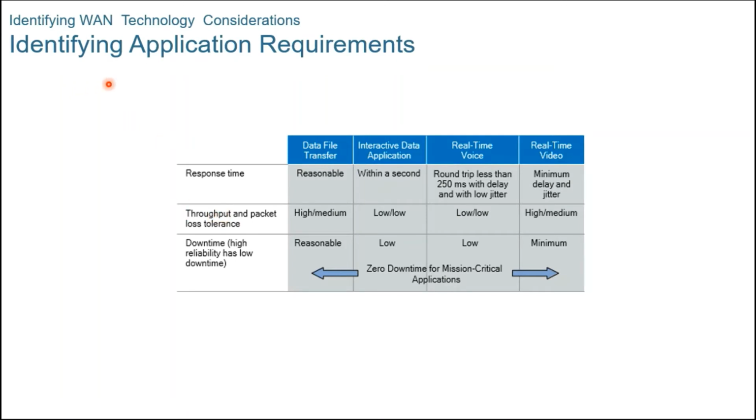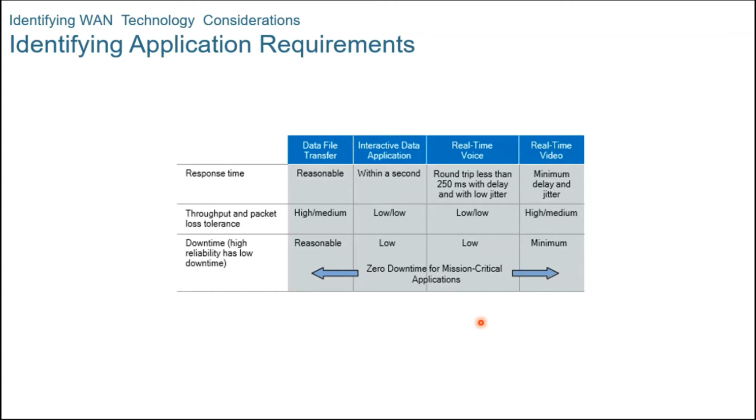Identifying application requirements. Application requirements of a WAN design. Just as application requirements drive the enterprise campus design, as illustrated in the previous video, designing basic campus and data center networks, they also affect the enterprise edge WAN design.